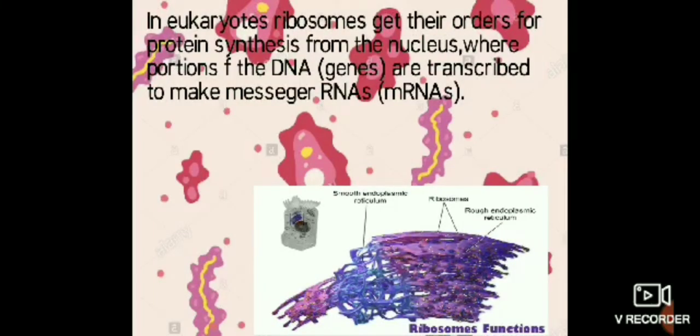And we have, in eukaryotes, ribosomes get their orders for protein synthesis from the nucleus, where portions of the DNA or genes are transcribed to make messenger RNAs, mRNAs. This is the ribosome function picture.